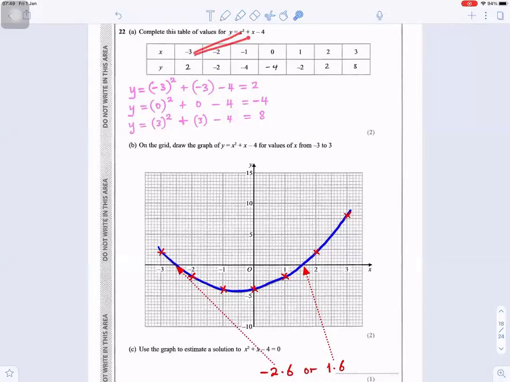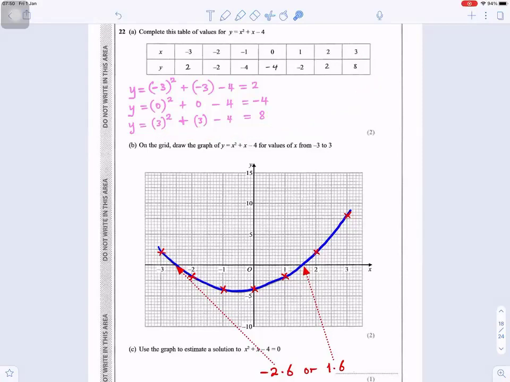So minus 3 will replace the x. So you have minus 3 squared plus minus 3 minus 4. That gives you 2. So when x is minus 3, y is 2. The next one we can work out is put in 0. 0 squared plus 0 minus 4 gives you minus 4. And we put in 3. 3 squared plus 3 minus 4 gives you 8.